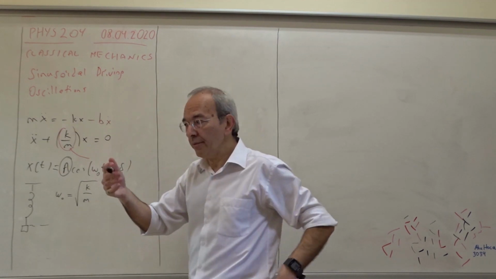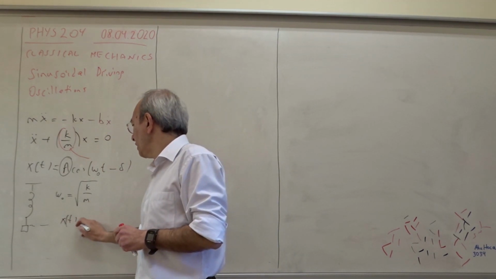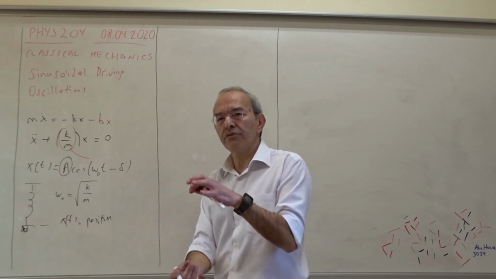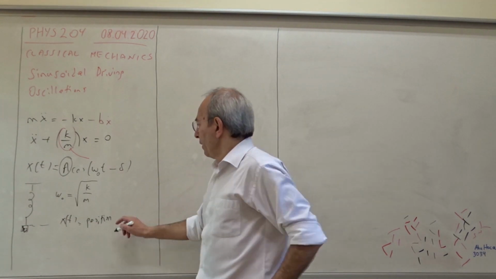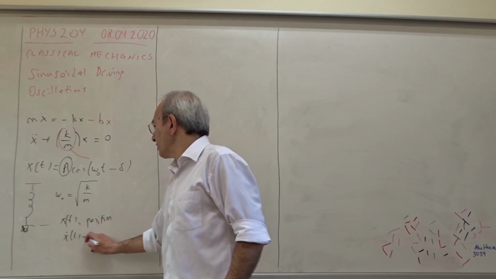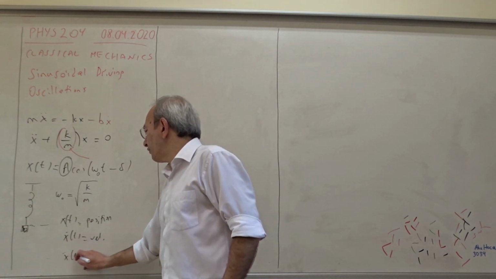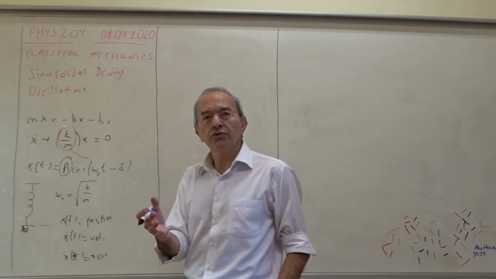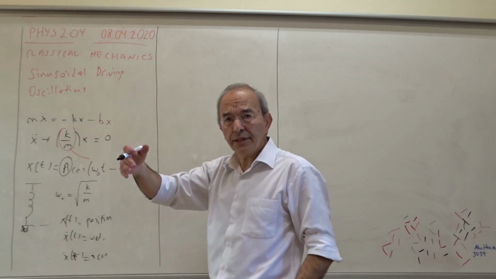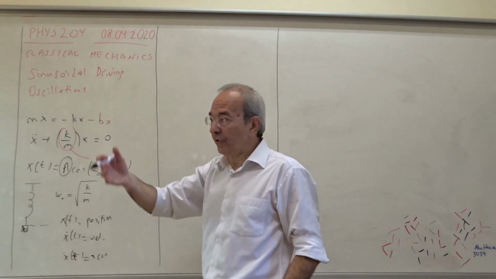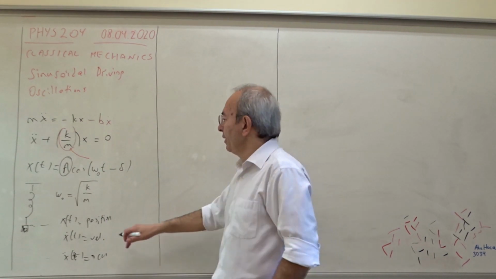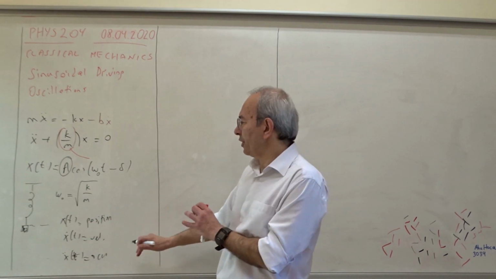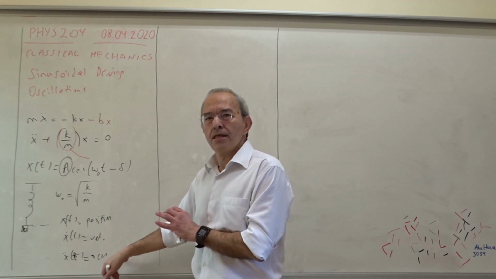x dot is the velocity, because remember that x of t is the position of this object, whatever mass you attach to the end of the spring. x of t was the position, x dot of t was the velocity, and x double dot of t was the acceleration. Of course, all are in sinusoidal form, because the derivative of a sine is another sinusoidal function, cosine, and if you differentiate once again, you again get another sinusoidal function, minus sine, etc. So these are the concepts of position, velocity, and acceleration.